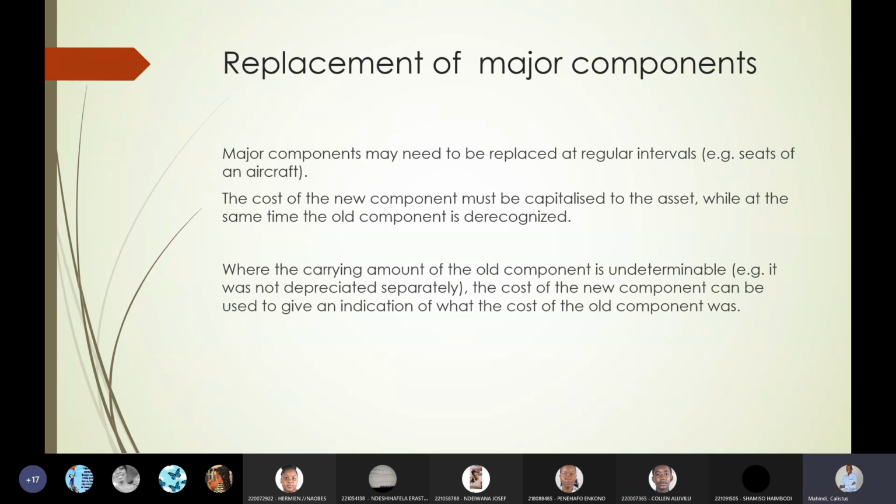Where the carrying amount of the old component is undeterminable, for instance where it was not depreciated separately, the cost of the new component can be used to give an indication of what the cost of the old component was. So if, for example, that ship that we recorded in the books, if at the beginning you had not recorded the engine, the hull, and the other parts separately, you don't know what the cost of the old component was.